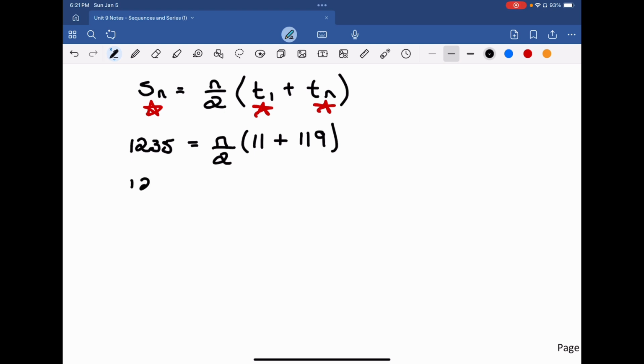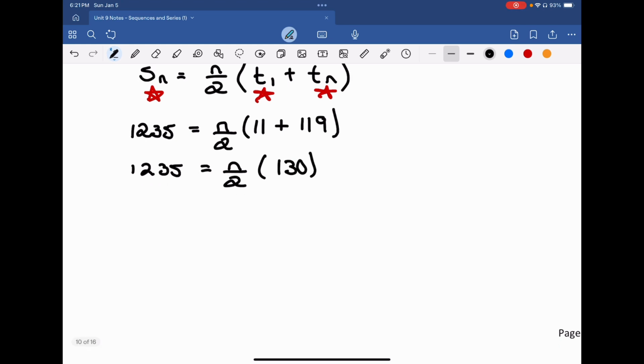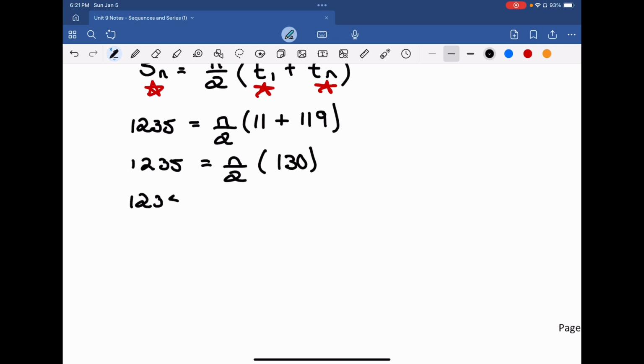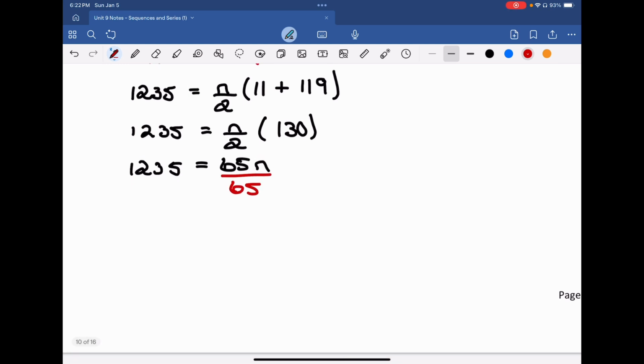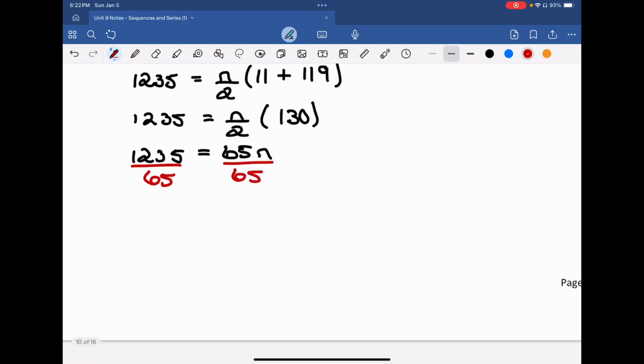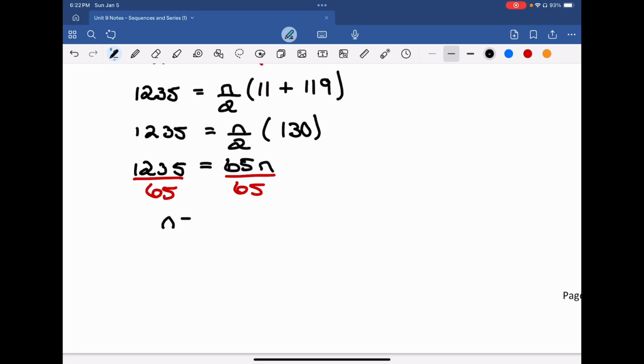Well, if we simplify this a bit, we get 1235, which is equal to n over 2, multiplied by 11 plus 19 is 30. 30 divided by 2, we can simplify this and say this is equal to 130 over 2, which is 65 times n. Now what I'm going to do is just divide both sides by the 65. There we go, 65 and 65. We end up getting that n is equal to 19.